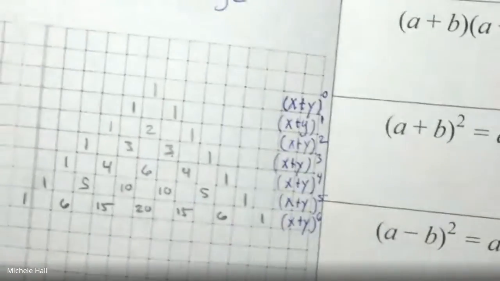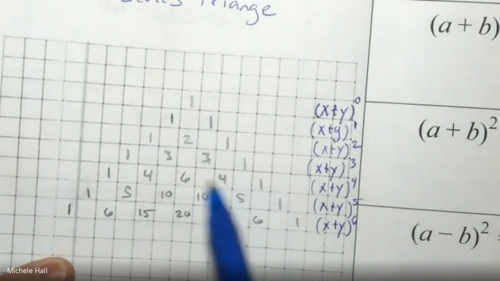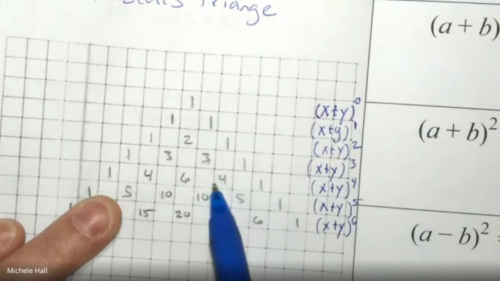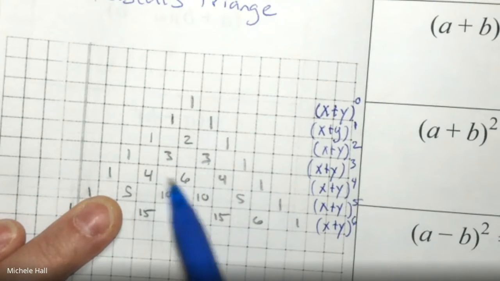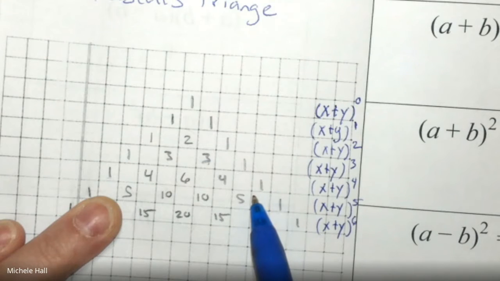All right, so we are on the 4th level because it's raised to the 4th power. We're looking at the 4th level here. We're looking at these. These are all of the coefficients to the terms. There's going to be 1, 2, 3, 4, 5 terms. And those are the coefficients of the 5 terms.